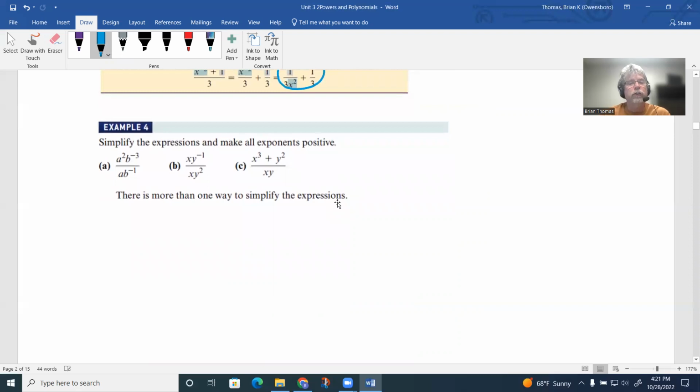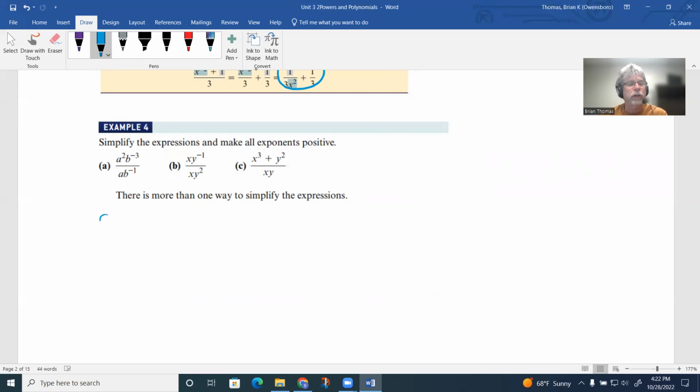So let's look at some of these examples here and see if we can simplify these expressions and make sure the answers have just positive exponents in them. Again, there's probably more than one way to do this, but a lot of times what I like to do is go ahead and get rid of the negative exponents. So the b to the negative third would go to the bottom, and the b to the negative 1 would go to the top.